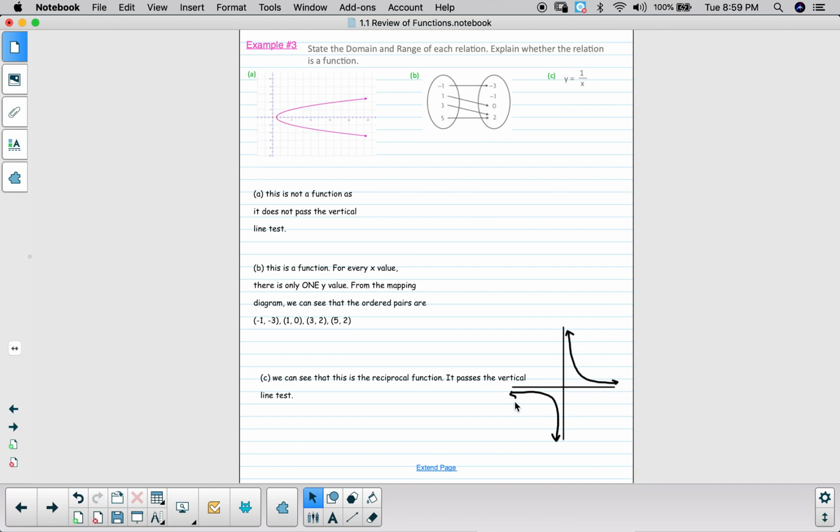You have vertical and horizontal asymptotes. You will find that the domain of this function is x is a real number such that x is not equal to 0, and the range is y is a real number such that y is not equal to 0. And if you pass a vertical line from left to right, you'll find that for every x value there is only one y value, so it is a function.